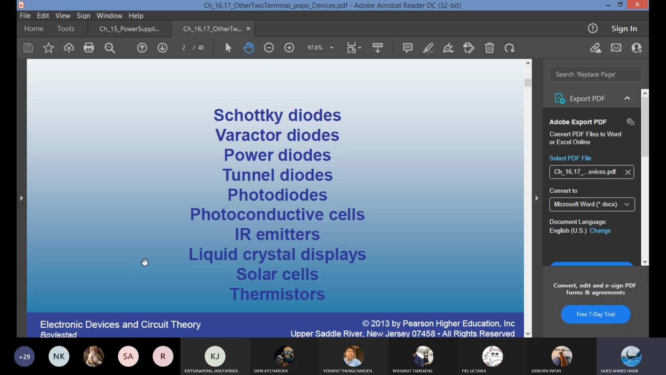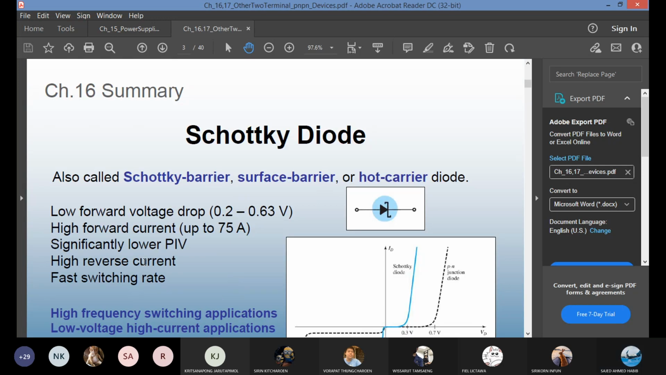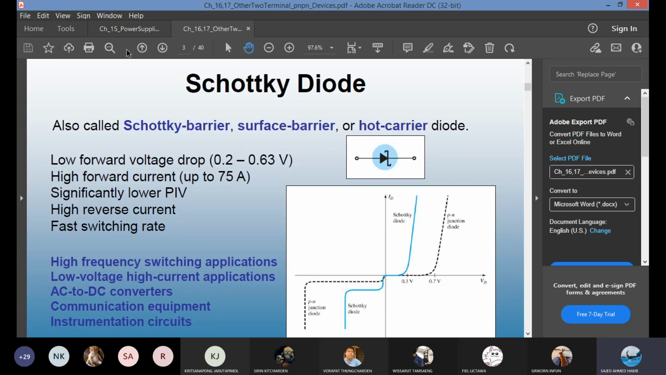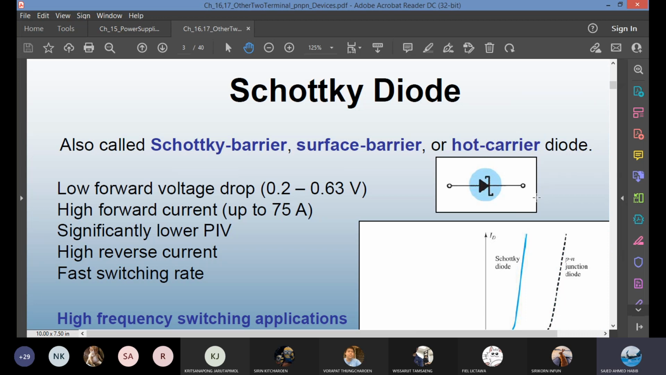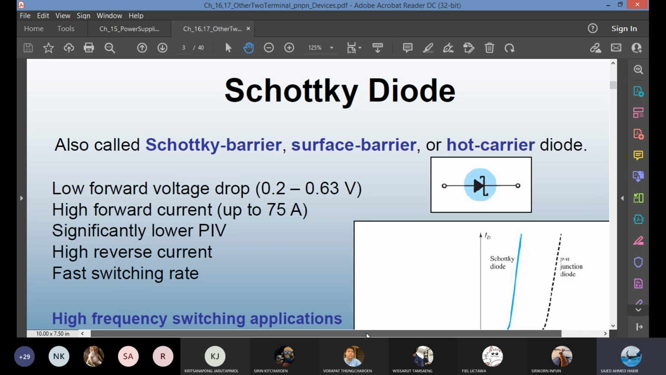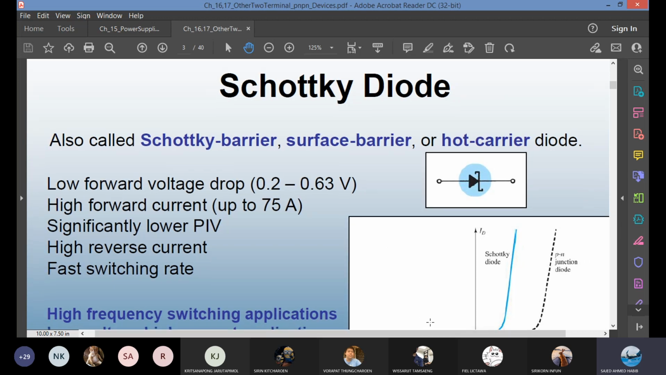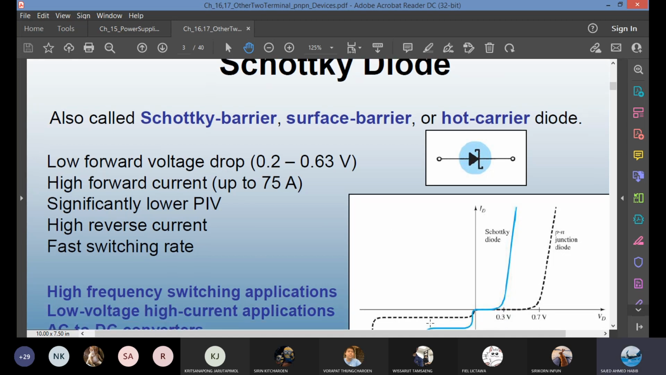I'll just quickly introduce Schottky diodes today. This is the symbol of a Schottky diode. The name Schottky comes from the name of a person. You have seen in the JFET chapter a JFET transfer curve, which is called the Shockley curve. Schottky and Shockley sound the same, but they're not the same. Two different persons. There are other names for the Schottky diode. It is known as the hot carrier, surface barrier, or Schottky barrier diode.